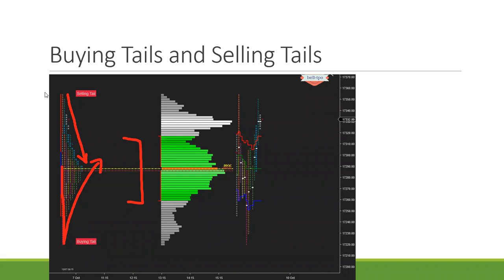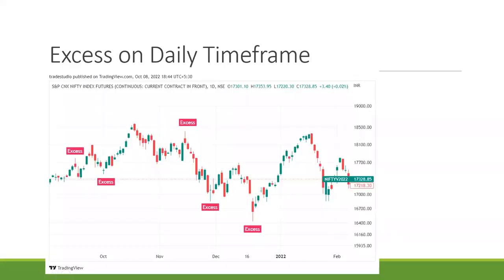Now, not only this is the important indication, there are different time frames. You can see the excess. Of course, you can see it on the daily information. These are some of the daily excess which formed in Nifty futures. But let me tell you, every excess has its own story. Some sort of news at times will be associated with that.